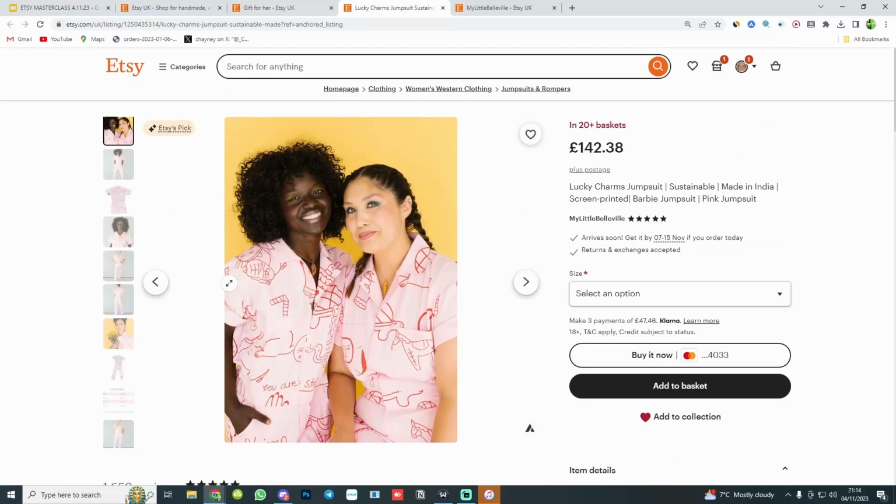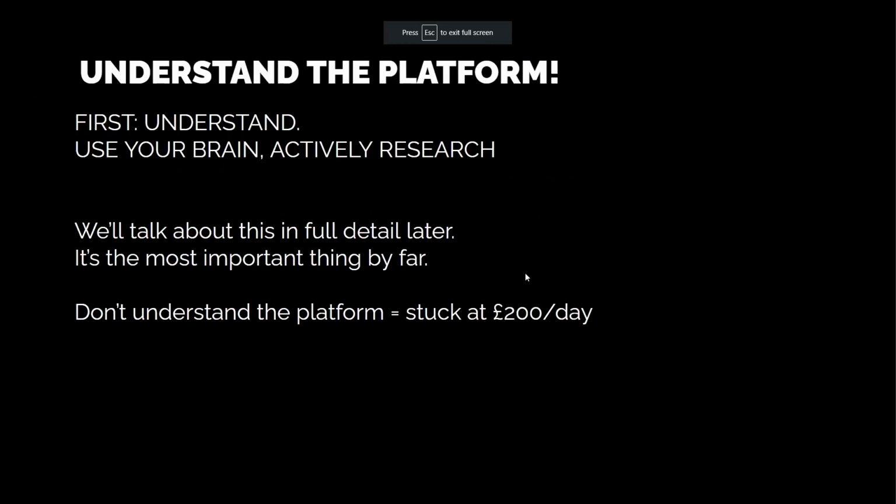So if you want to sell something like this, you can tell there's clearly quite a lot of demand, especially in the winter. Go at it at a different angle, I'd say, if you want to sell something similar. Okay, if you don't understand the platform, you're going to be stuck at £200 a day. This is very real, because you're not going to understand how to actually scale past this.